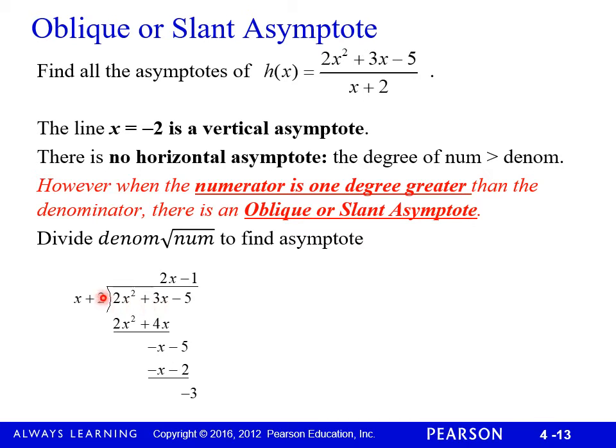So we divide the denominator x plus 2 into the numerator 2x squared plus 3x minus 5. I'm not going to go through this. We covered this in a prior section. And we get the answer 2x minus 1 with a remainder of -3.